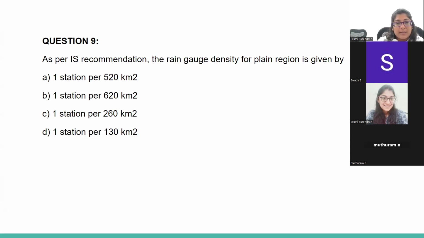Okay. Ninth question. As per the IS recommendation, the rain gauge density for a plain region is given by which of the four options? Do we need to keep one station for every 520 square kilometers, or one station for every 620 square kilometers, one station per 260 square kilometers, or one station per 130 square kilometers? I'm putting your answers in the chat box.